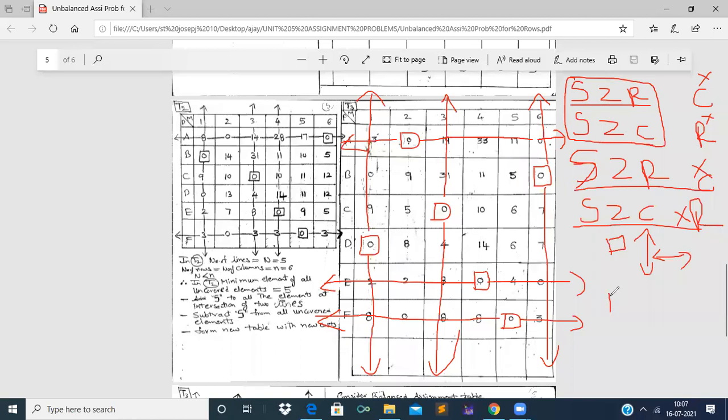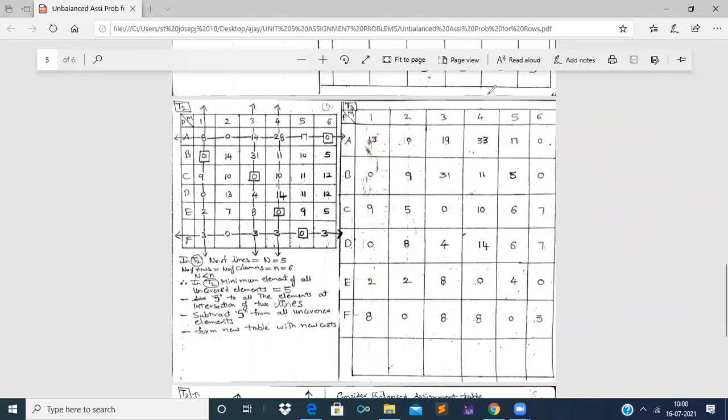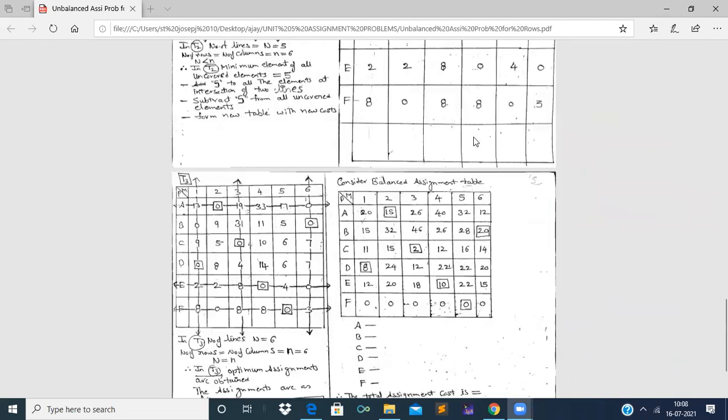Now count the number of lines. Number of lines, capital N. 1, 2, 3, 4, 5, 6, right? Capital N is equal to 6. And the count the number of rows or columns, that is small n is equal to 6, right? Therefore, capital N is equal to small n. Therefore, Hungarian method will say that we have to give assignments until number of lines are equal to number of rows or columns. Therefore, optimum assignments are obtained. Therefore, we give assignments from this table 3.